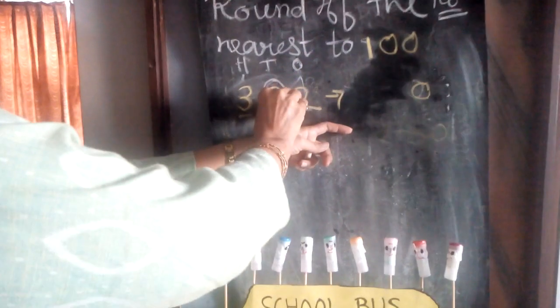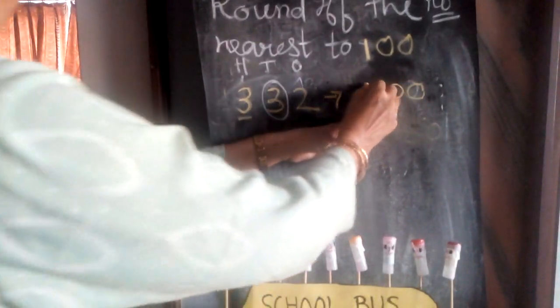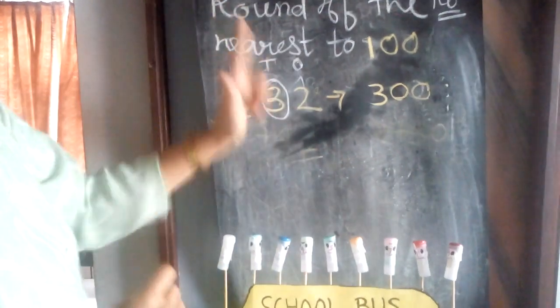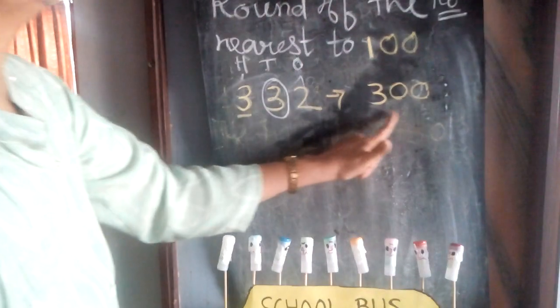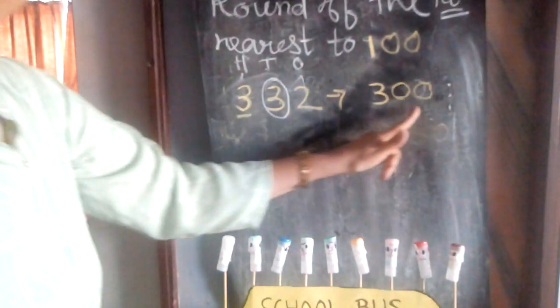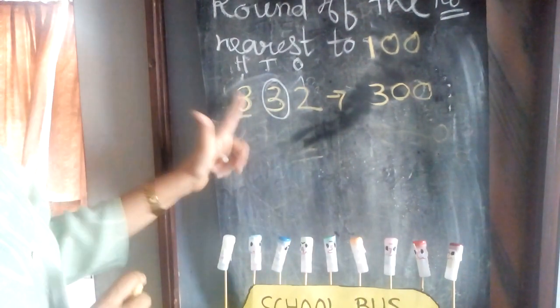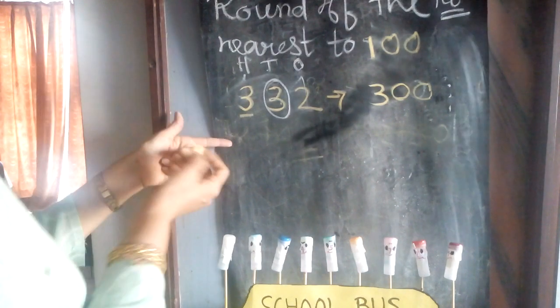So your ones place is also 0. Tens place is also 0. And your hundred place is 3. So your rounding of the number 332 is 300. Right? So 300 is the nearest hundred number of 332. Now look at another example.